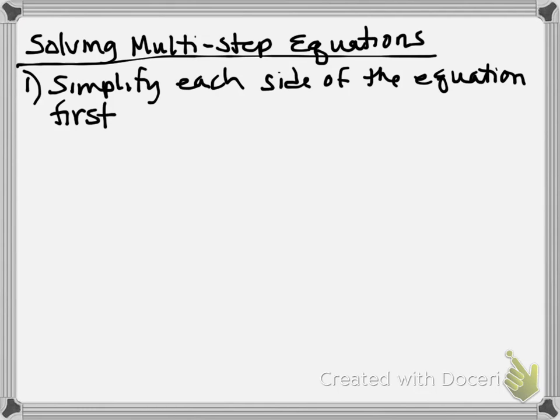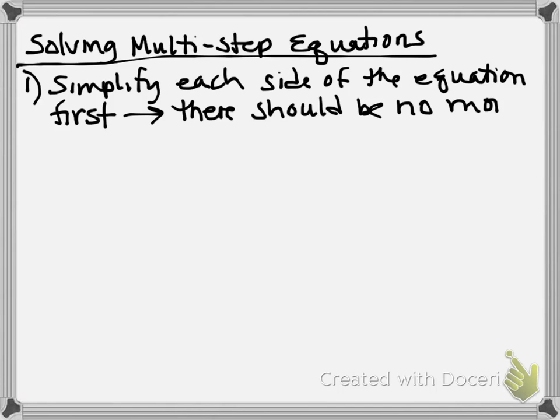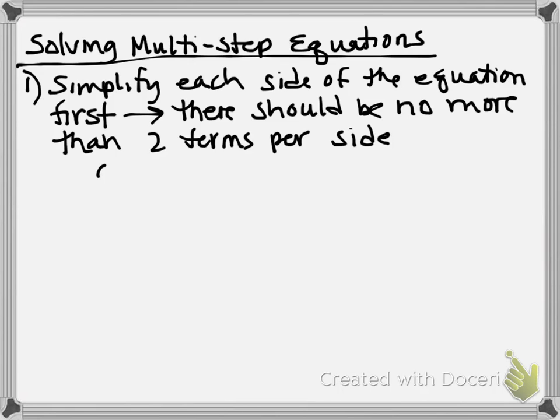Okay? And you should get it down until there are no more than two terms per side. That's what simplifying is going to do. Okay, so simplify each side of the equation first. There should be no more than 2 terms per side.